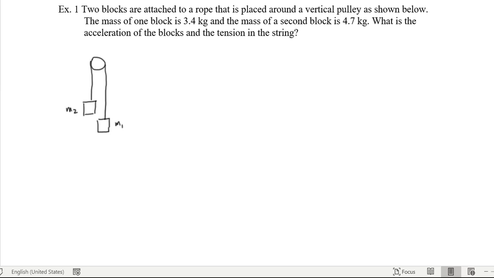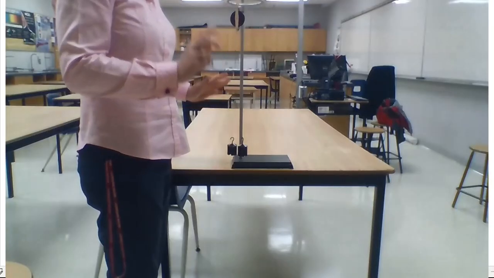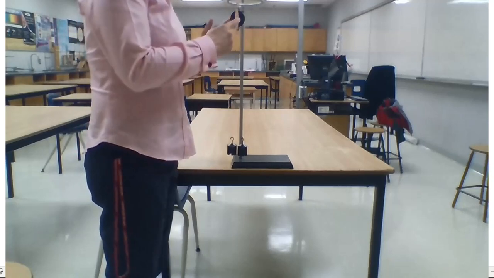So in this example, two blocks are attached to a rope that is placed around a vertical pulley as shown in this picture. The mass of one block is 3.4 kilograms, so let's call this one 3.4 kilograms. And the mass of the second block is 4.7 kilograms. So we'll say this mass is 4.7 kilograms. And you are asked to find the acceleration and the tension in the string.